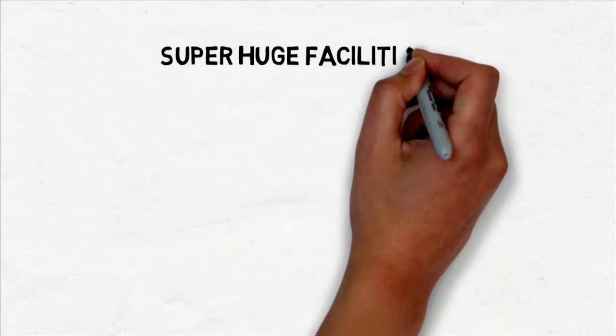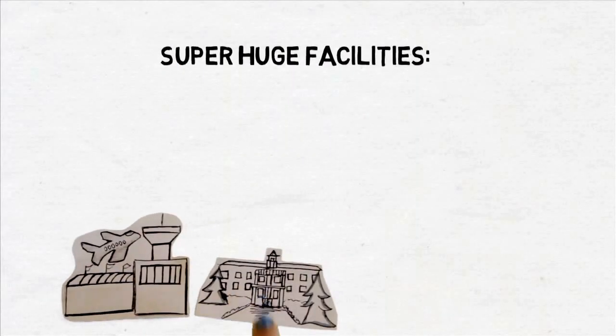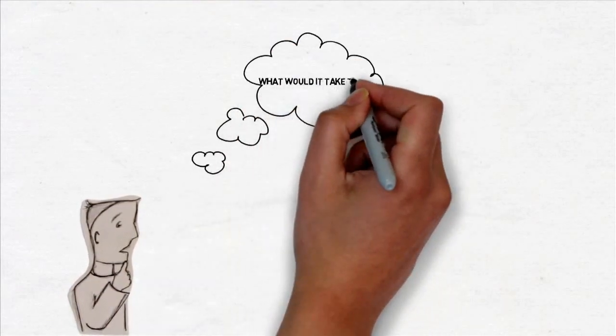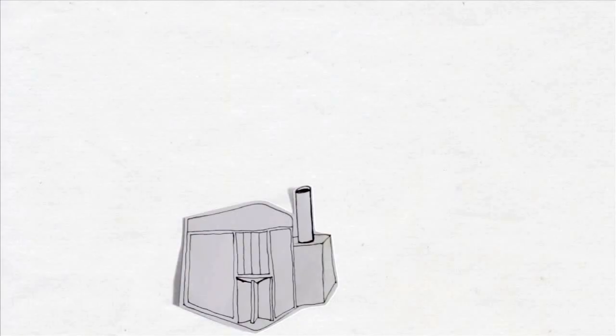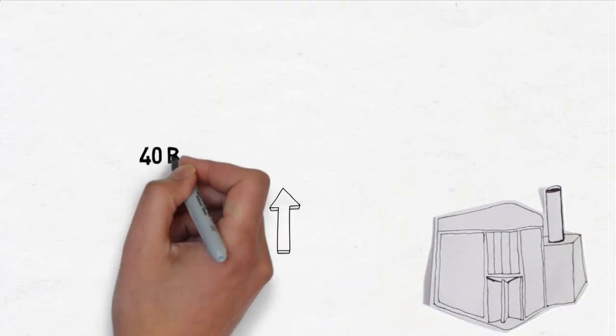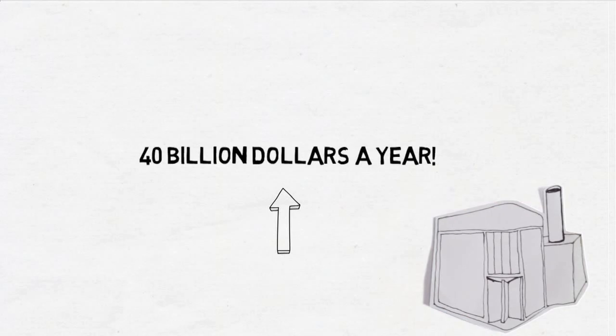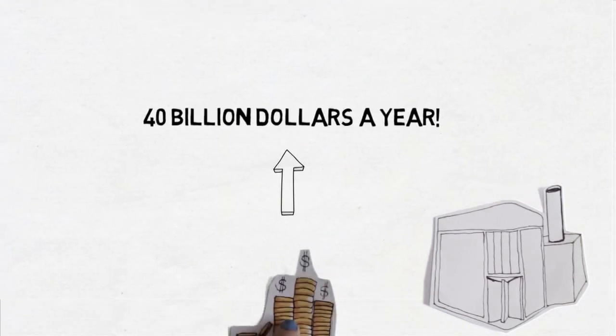You know those super huge facilities like airports, universities, and hospitals? Yeah, we've all been in one. But have you ever thought about what it takes to run something that big? Tucked away in a remote side of these campuses is an energy plant. And would you believe that these dedicated energy plants spend about $40 billion a year? That's a lot of change.